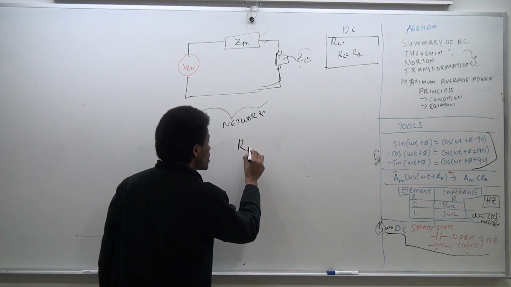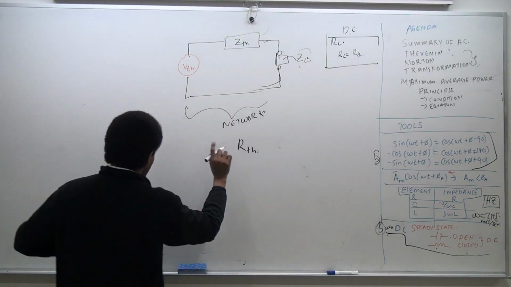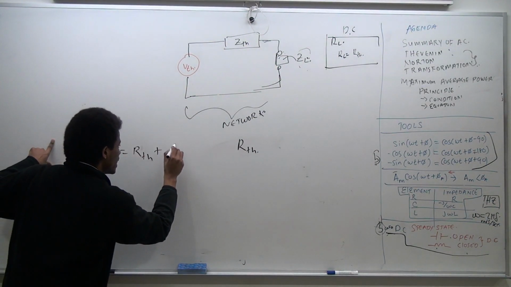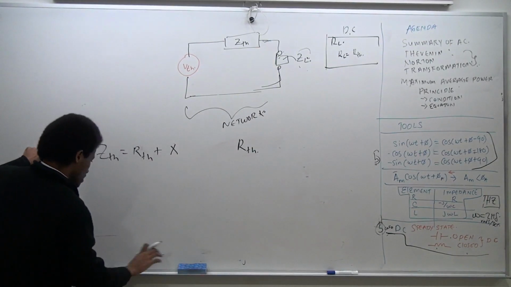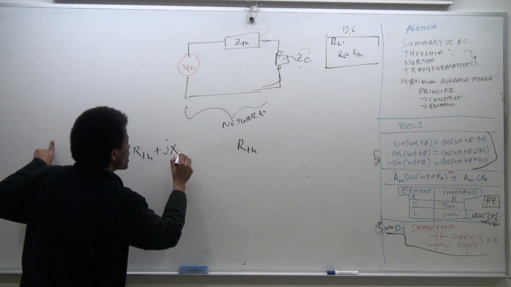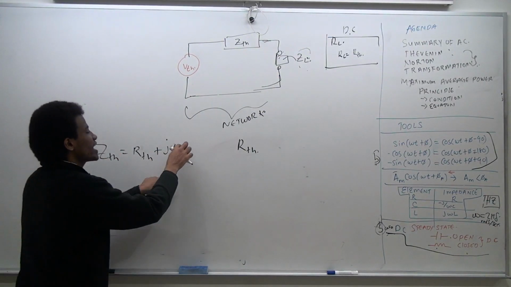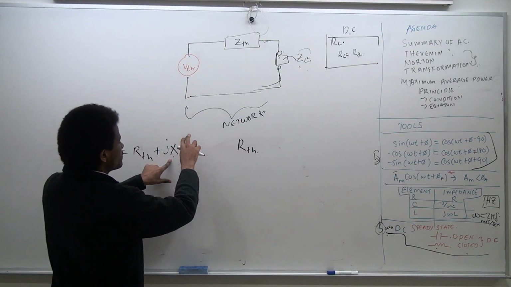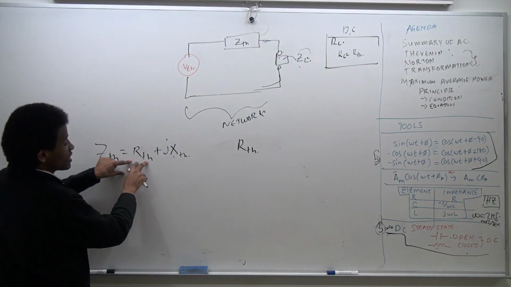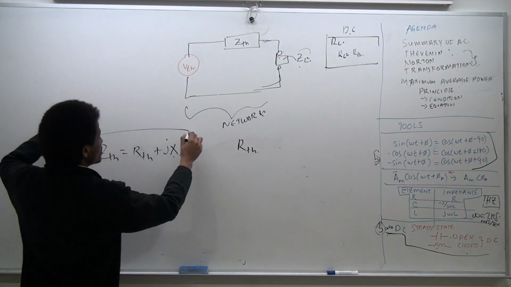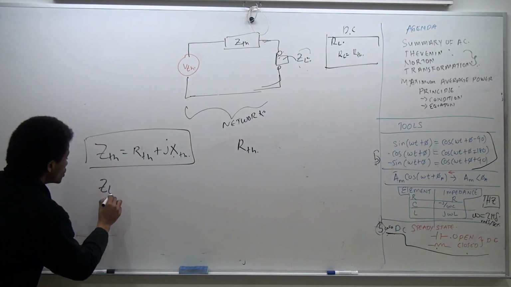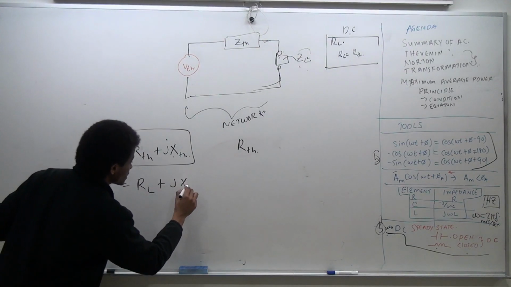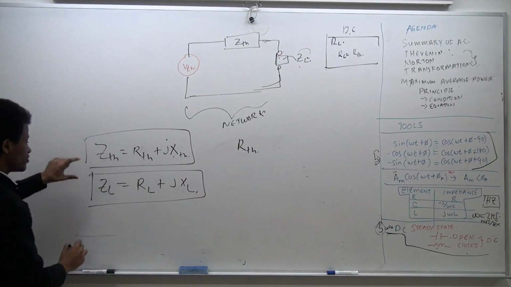Let me write this down very clearly. Z Thevenin is equal to R Thevenin plus jX Thevenin. What does this mean? X is just the reactance. It could be a positive or negative value. If it's a positive value, it's inductive. If it's a negative value, it's capacitive, and R is just a regular resistance. This is the general form of Z Thevenin. And Z load can also have the same thing. It can be represented as RL plus jXL. This is also how we can represent the load impedance.